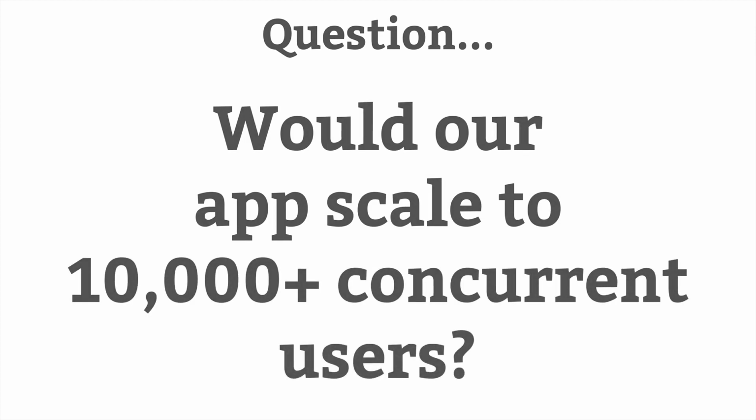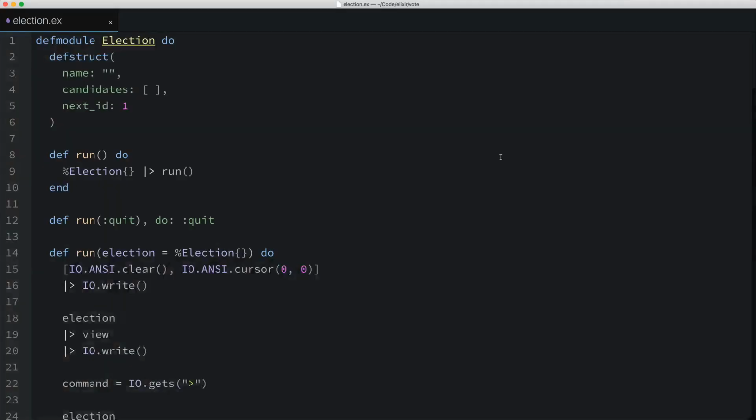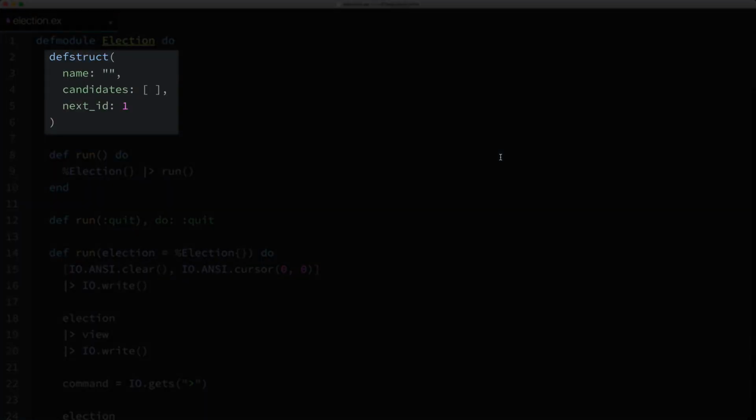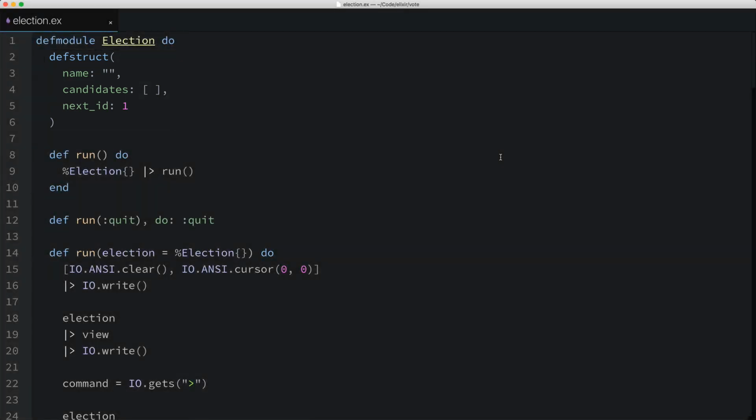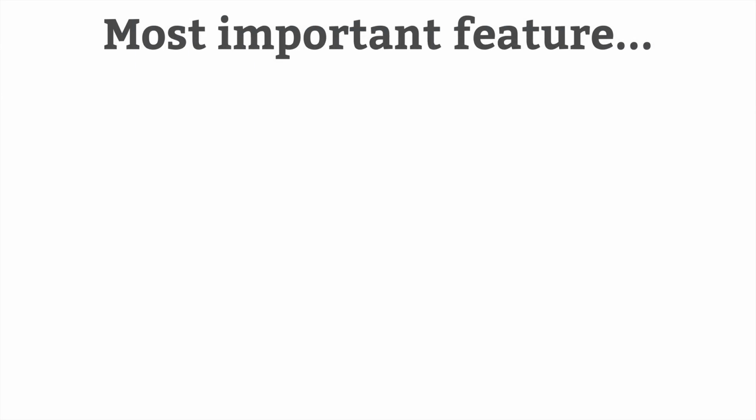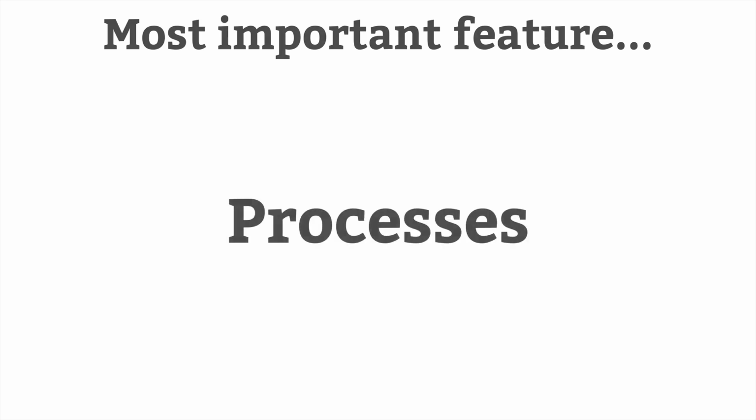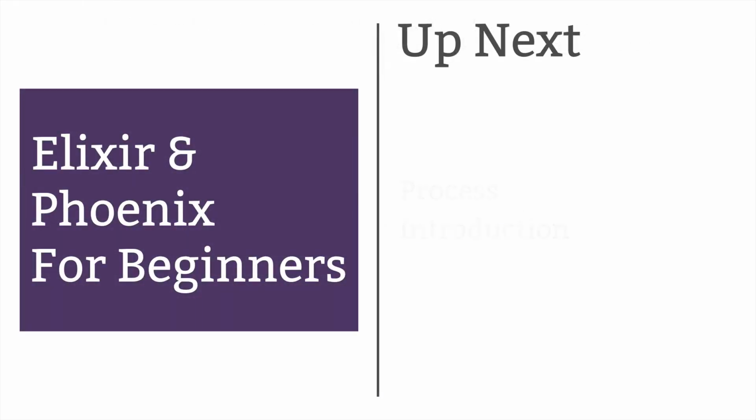Let me get right to the point here. Would our data model, this election struct right here, accommodate 10,000 different elections at the same time? Well, the answer is not really the way it's currently written. However, we could actually make our app work in this high concurrency scenario, which would require tens of thousands of the structs, but only if we used what is probably the most important feature in Elixir. So what is this important feature I'm talking about? Well, what I'm talking about is Elixir processes, and that's what we'll start to look at in the next video.